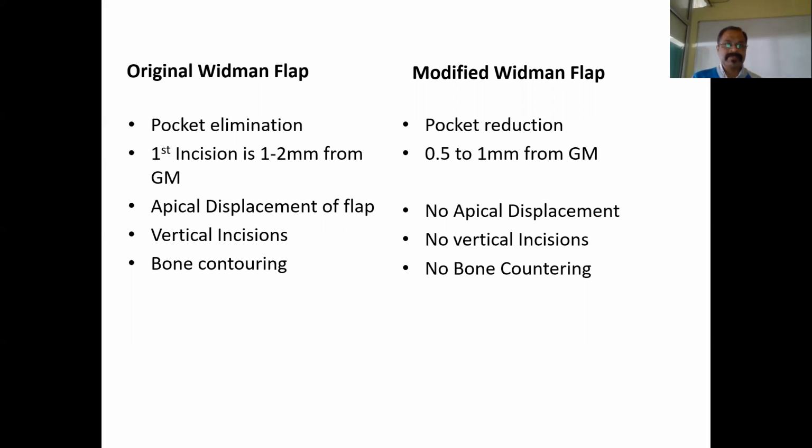We use vertical incisions in the original Widman flap, whereas no vertical incisions are used in the modified Widman flap. Bone contouring is done in the original Widman flap, whereas no bone contouring is done in the modified Widman flap. The flap is placed at an apical position right after the surgical procedure in the original Widman flap. In the modified Widman flap, you are not going to apically displace the flap. You're going to put the flap back at the same area.